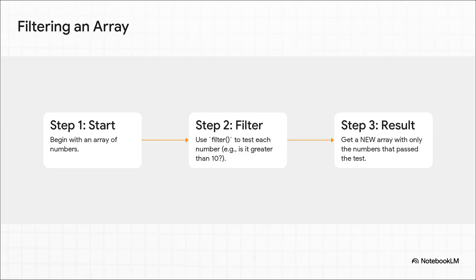Okay, but now we get to the really powerful stuff. Check out a method like filter. It lets you go through every single element in your array and run a test on it. Then it gives you a brand new array with only the elements that passed your test. It's like a bouncer at a club, you know? It only lets in the numbers that are greater than 10.